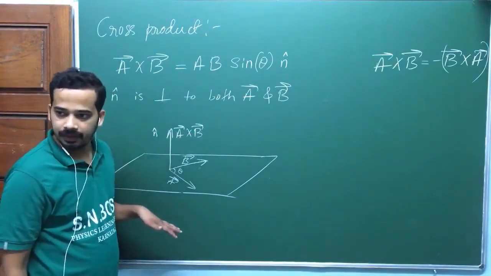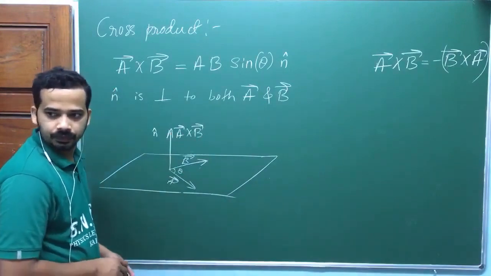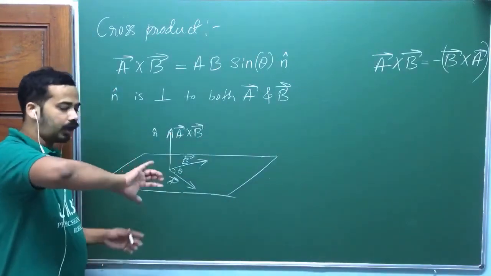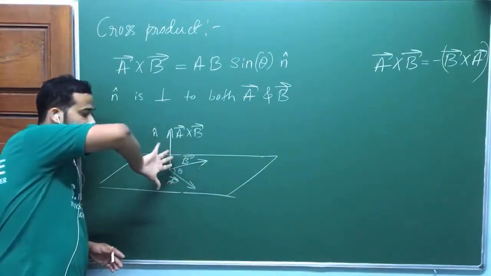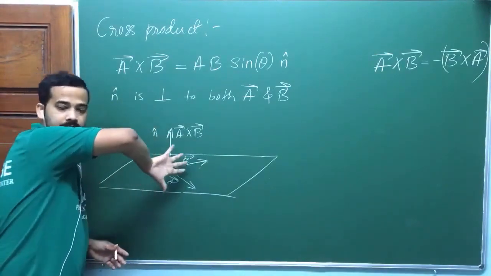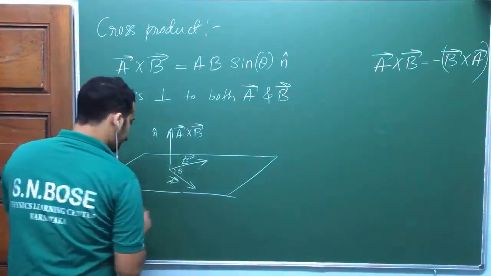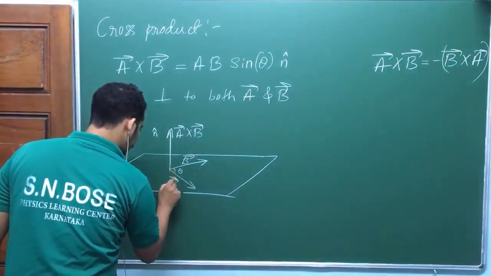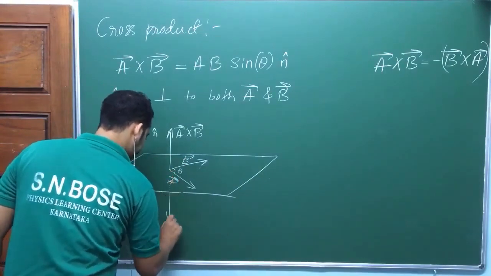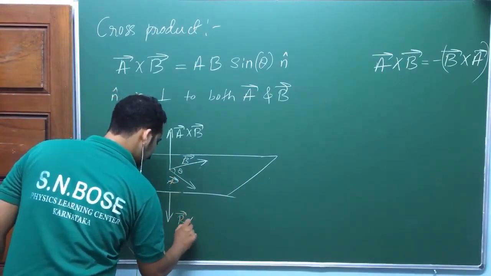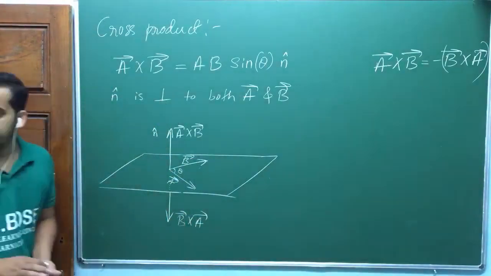Now, if you want to find B cross A, you have to curve your fingers from B to A. Then the thumb will represent the direction of the cross product. So can I just draw it like this? This is B cross A. That's one idea, the right hand thumb rule.